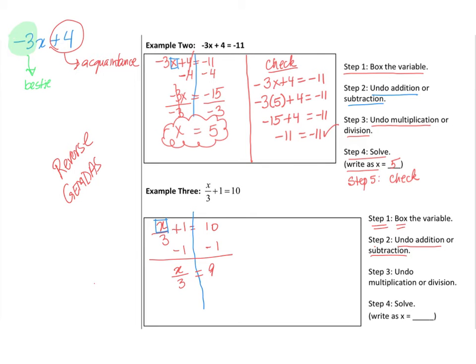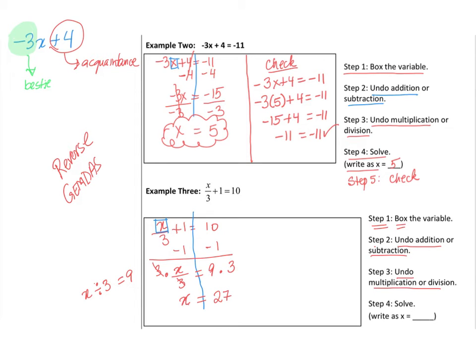And now I'm going to take a look at this. I've got x over 3 equals 9, which really is the same as saying x divided by 3 equals 9. I'm using the division symbol so that you can see that I now need to undo multiplication or division. And since it's division, I'm going to undo this by multiplying both sides by 3. So I'm going to multiply by 3 here, multiply by 3 here, so that 3 goes into itself. And I'm left with x equals 9 times 3 is 27.